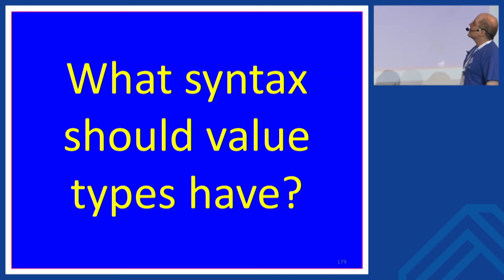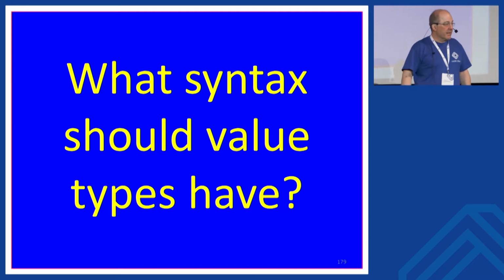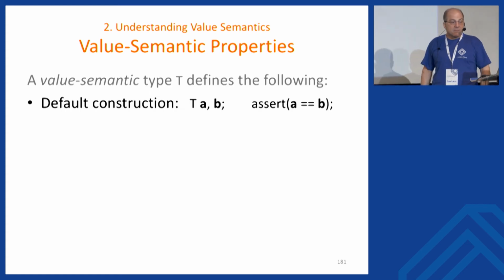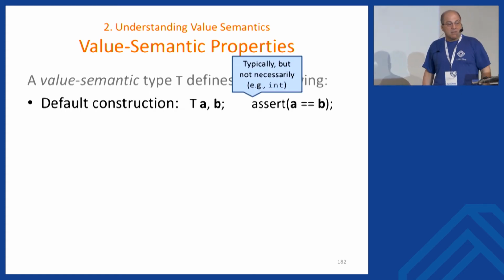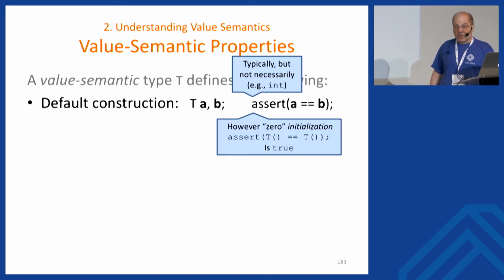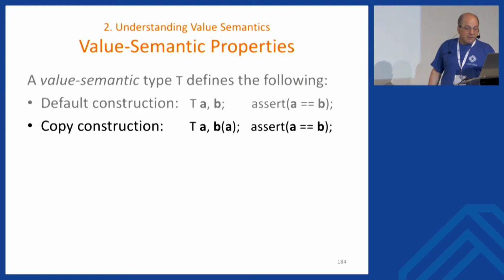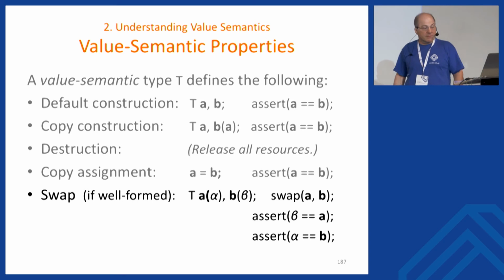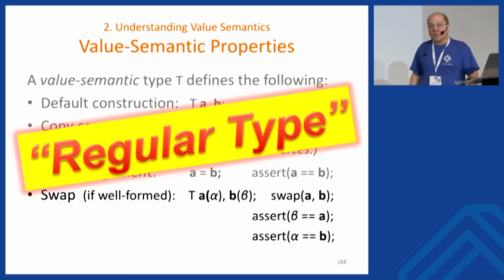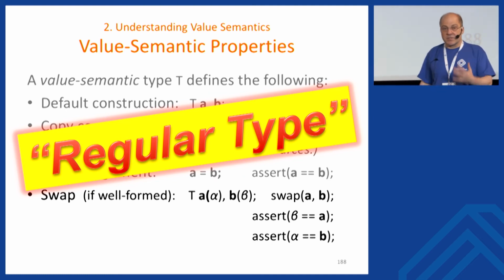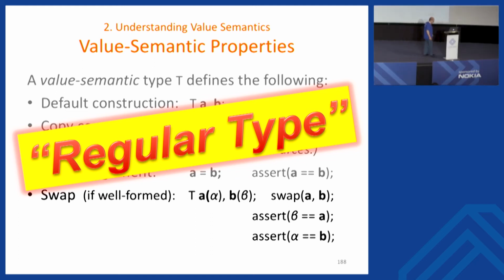What syntax should value types have? What do you think? A value semantic type defines the following. Default constructor, which is not necessarily initialized, but does have an initializer. Okay? Copy construction, destruction, copy assignment, swap sometimes. This is called a regular type. This is what Alex Stepanov calls a regular type. It's got certain syntax, and it also has certain semantics that are very illuminating.